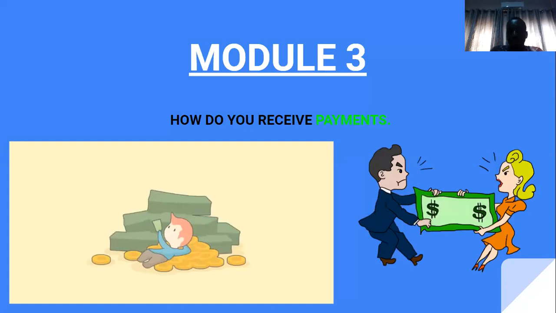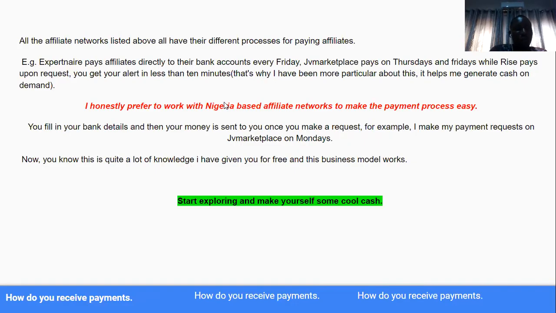So how do you receive payments? For example, a platform like JV Marketplace, they pay on Thursdays and Fridays, and another partner pays on Friday. Other platforms will send you money, maybe through Payoneer, if you're using all these JVs and the likes. But if you're working with individual people, you ask them how they want to pay. But preferably, collect your money weekly. It makes it easier.